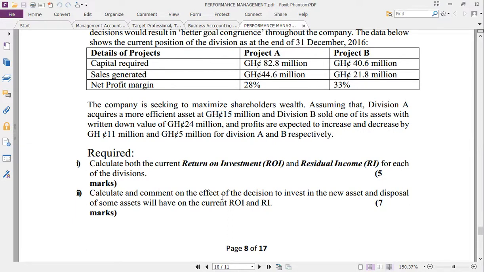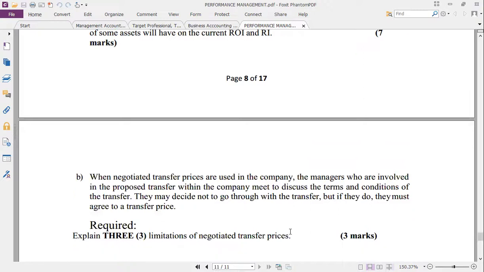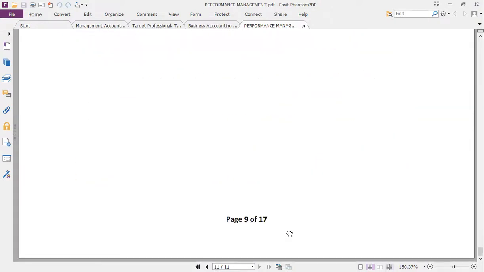Calculate and comment on the effect that the decision to invest in the new asset and dispose of some assets will have on the current ROI and then the return on investment, and the residual income. Okay, great. So basically that is it. For the past years, consistently, this question has been with us.